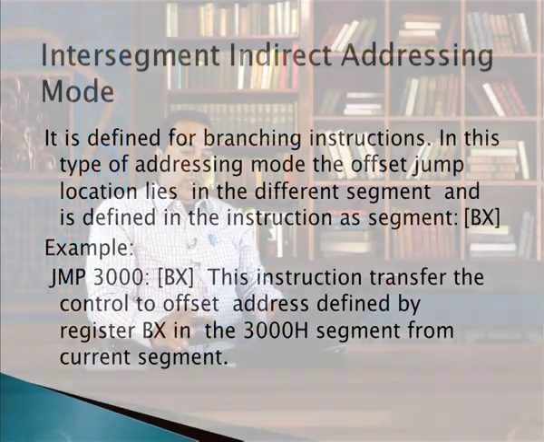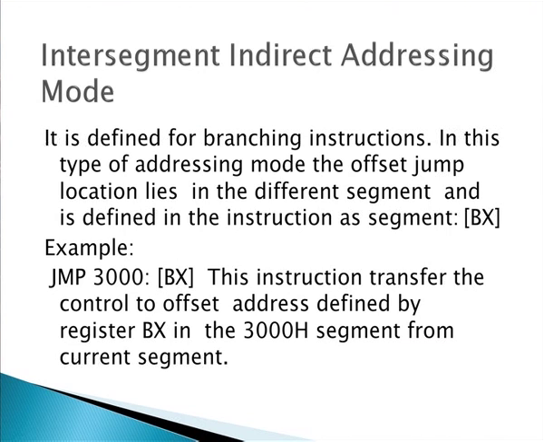Now the last addressing mode for 8086 is inter-segment indirect addressing mode. Obviously inter-segment means the transfer of control is from one segment to another segment, but in another segment the offset address where the control is to be transferred will be now defined indirectly by some register. It is defined for branching instruction again.